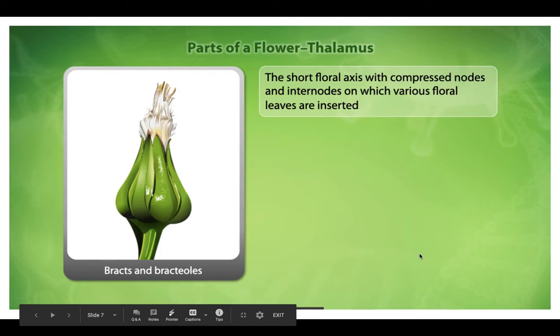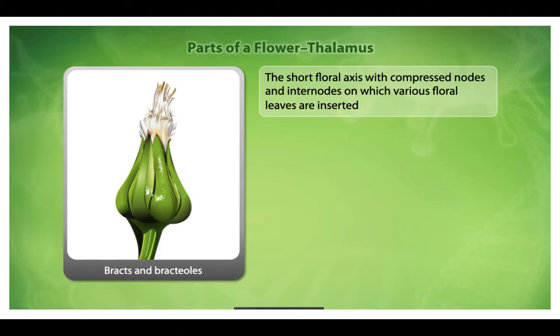Now in this figure you can see this swollen portion of the flower, which is known as thalamus. The short floral axis with compressed nodes and internodes, on which various floral leaves are inserted, is known as the thalamus portion of the flower. You can clearly see that in this flower.